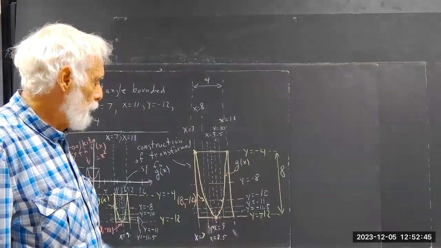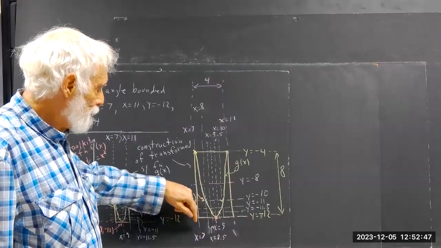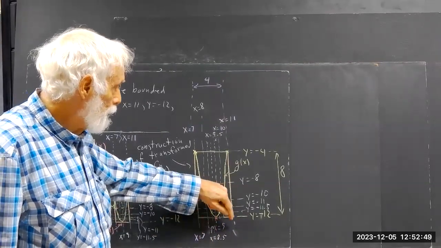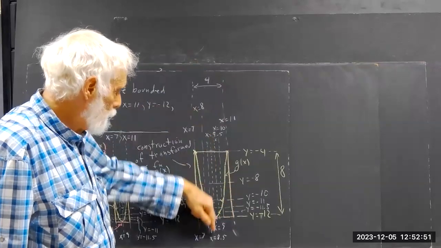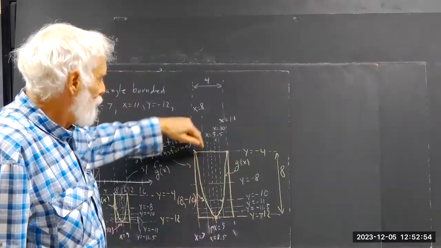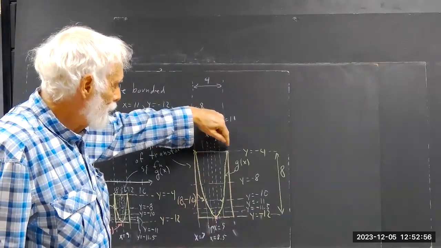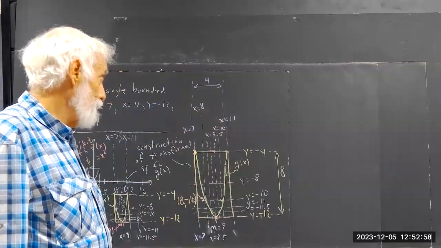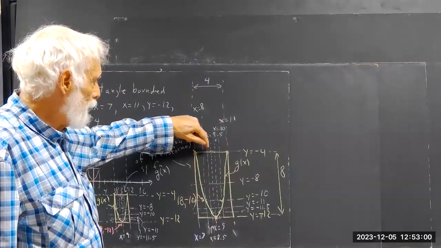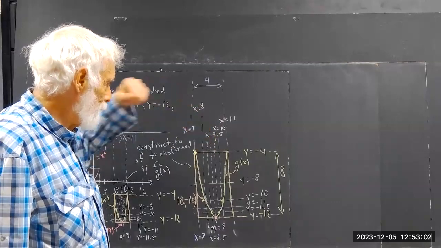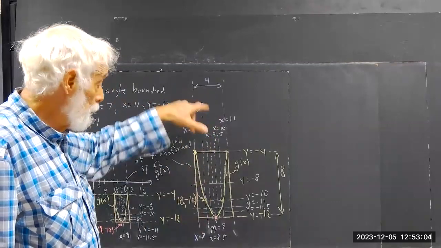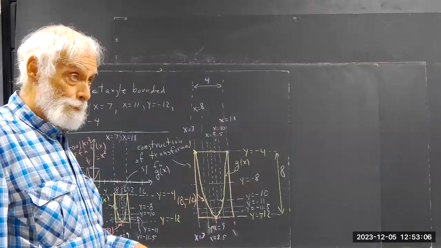Now we talked about the y coordinates, the x coordinate. Got 7 here. I've got x equals 11 here. Halfway between is x equals 9. Halfway between 9 and 11 is 10. Halfway between 9 and 10 is 9.5, and all that stuff. And I label all these lines.